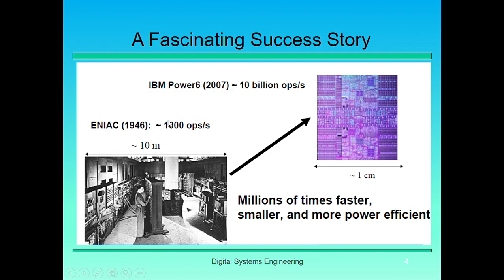So here we have the architectures of two computers. The first one is the ENIAC. It was developed in 1946. And a smaller computer was developed by IBM in 2007. It's a very small chip, you can see. So you can see there is a tremendous evolution in microprocessor technology.